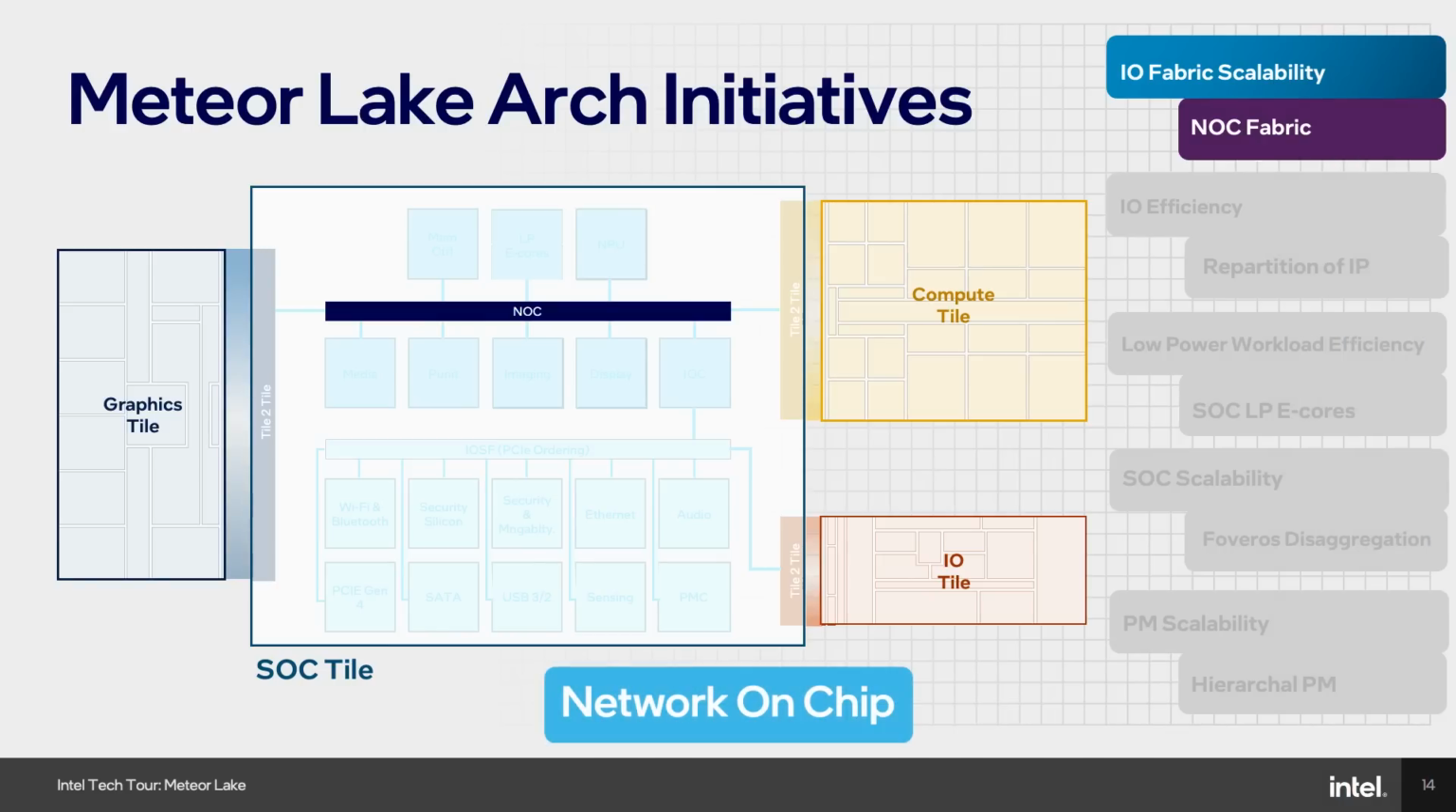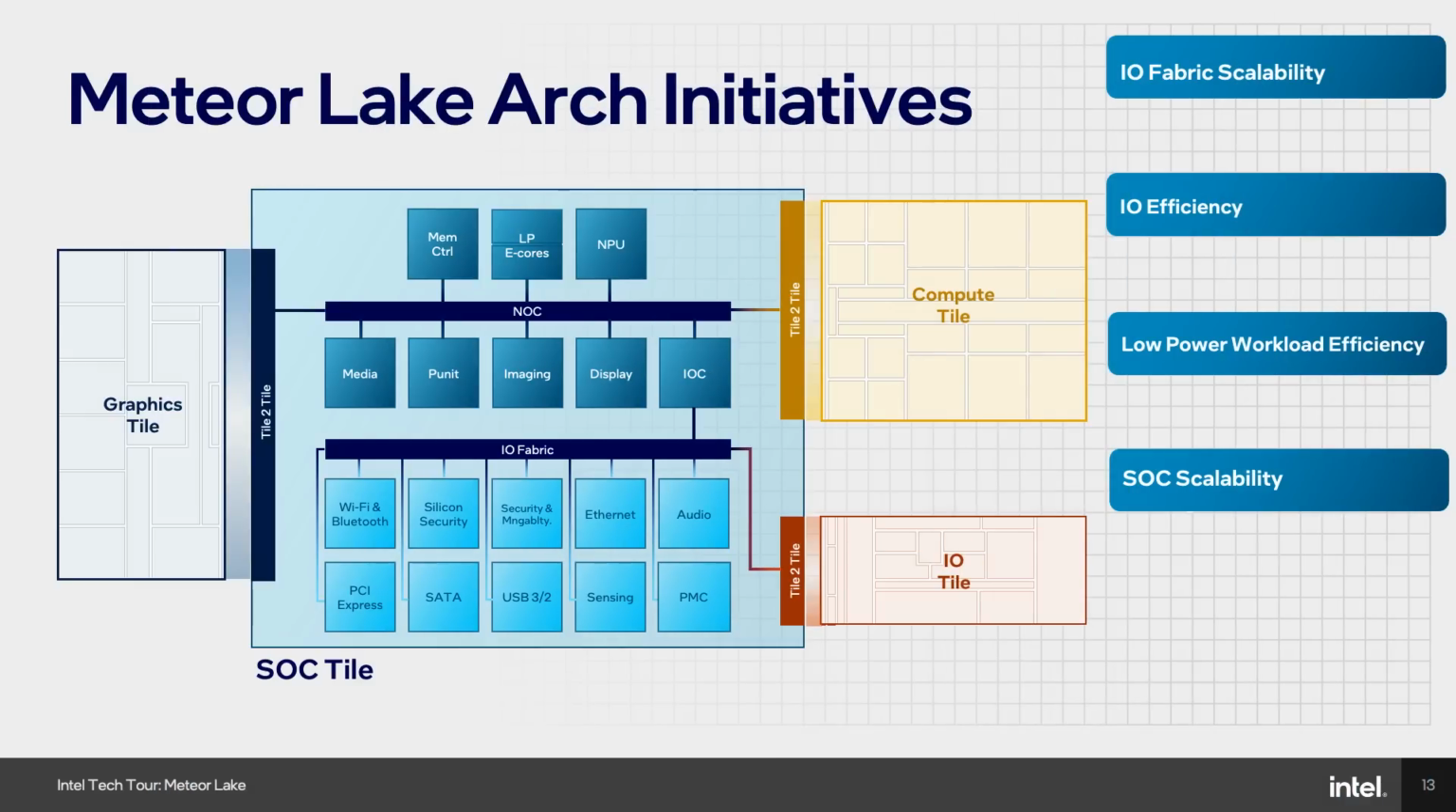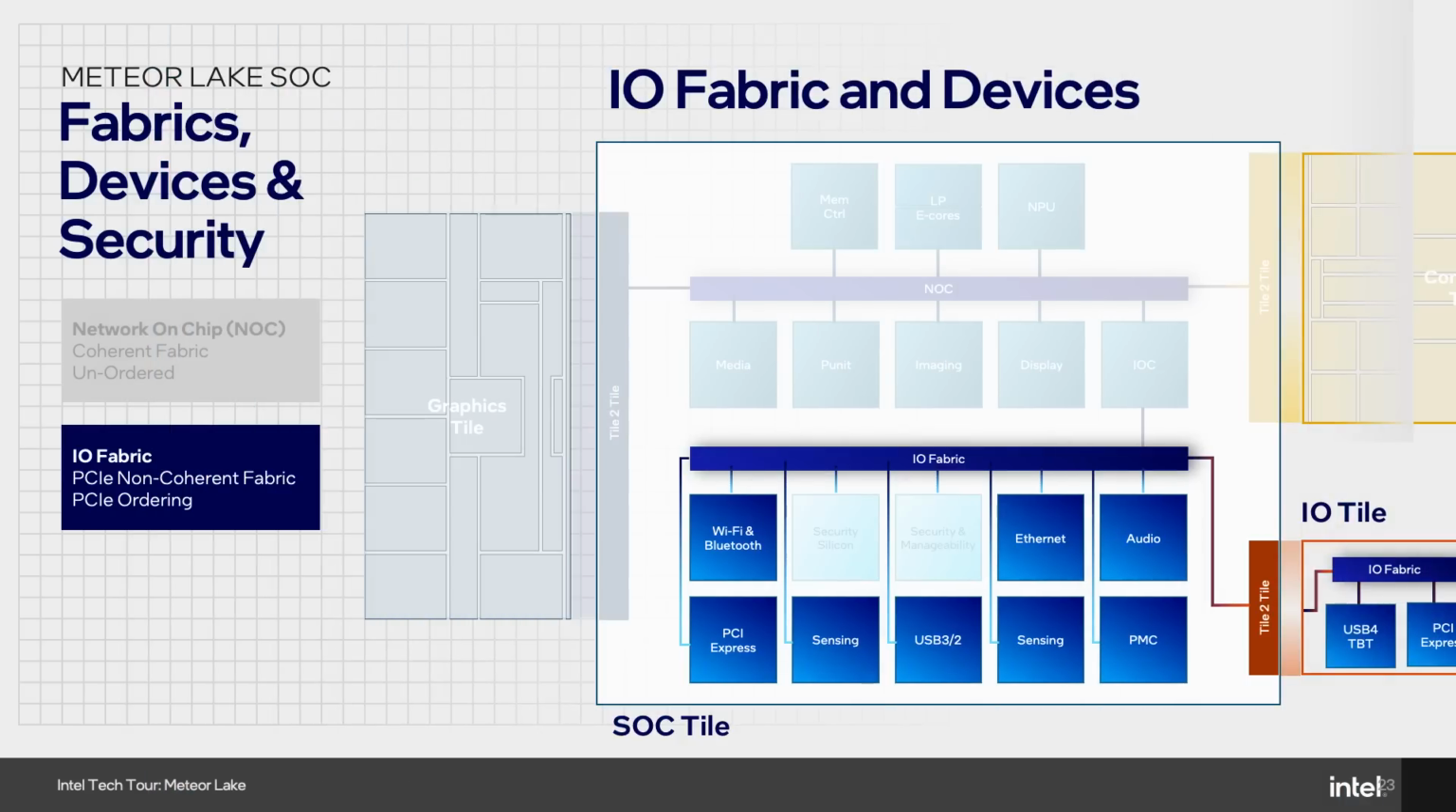We have our NOC, and it's a cache-coherent fabric. And then the devices that are attached to that, we have our two tiles, compute tile and our graphics tile. Those are attached to it. And then inside the SoC, we have media, display, imaging, our new NPU, and then our low-power SoC E-cores. Those are the main devices that are on it. And then attached to that, we have the memory controller, and we have the power management controller. And then we also have a bridge to our IO fabric. So it's our NOC fabric. We have two main fabrics, our NOC fabric and then an IO fabric.